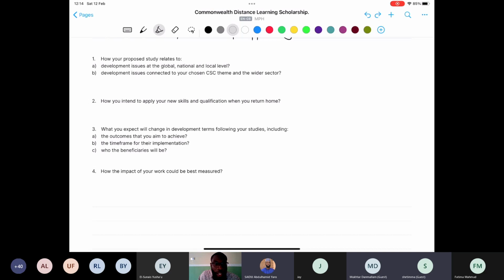Then the second question they ask you: how do you intend to apply your new skills and qualification when you return home? So this question is something where you have to pen down your idea and what you want to do. Here they are saying return home. I think this was someone's own that I reviewed for the Commonwealth Shared Scholarship, and I think he's also on this webinar. They also talk about what you expect in the change of development terms following your studies, outcomes that you wish to achieve, time frame for implementation, and who the beneficiaries of your studies will be. And they also ask you how the impact of your work could be best measured.